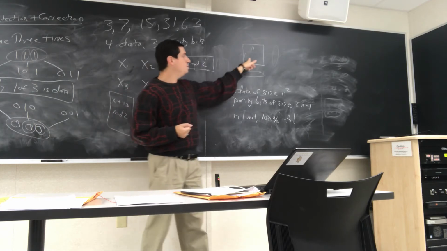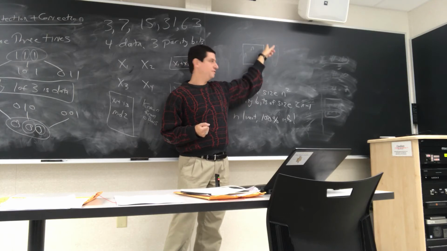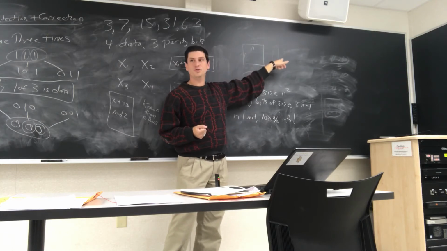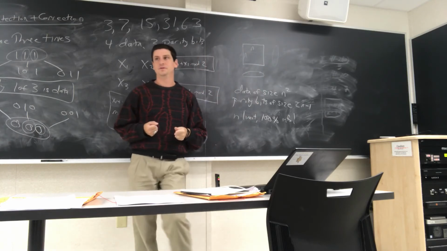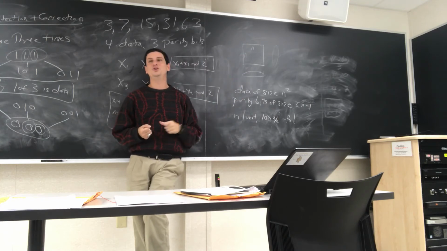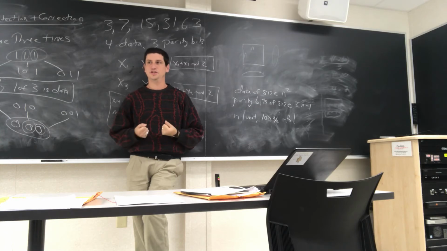Because again, if you only have one mistake, if it's in here, it will affect 2 spots over here, and that will uniquely determine it. And if it only affects one of them, then you know it's the parity bit that's wrong. Okay. Any questions on this?